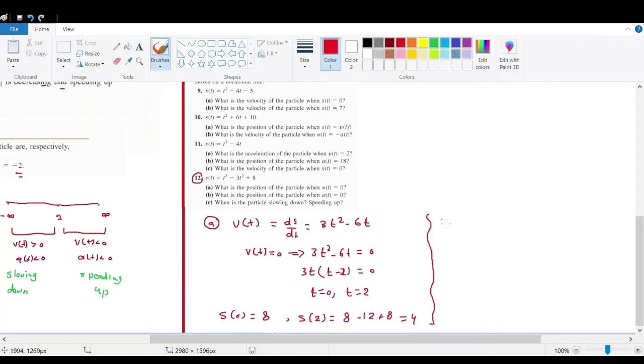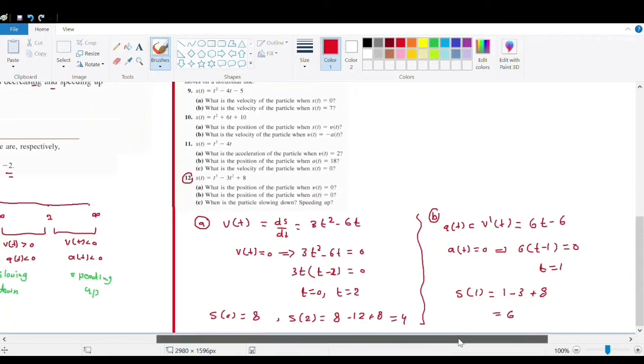Then for part B, what is the position of the particle when A(t) is equal to 0? First we need to find A(t), which is equal to V prime of t, the derivative, which is 6t minus 6. Now A(t) is equal to 0, so taking 6 as a common factor, t minus 1 is equal to 0. So here we have t is equal to 1. That means we need to find S(1), which gives us 1 minus 3 plus 8. So 1 plus 8 is 9, and 9 minus 3 is equal to 6.